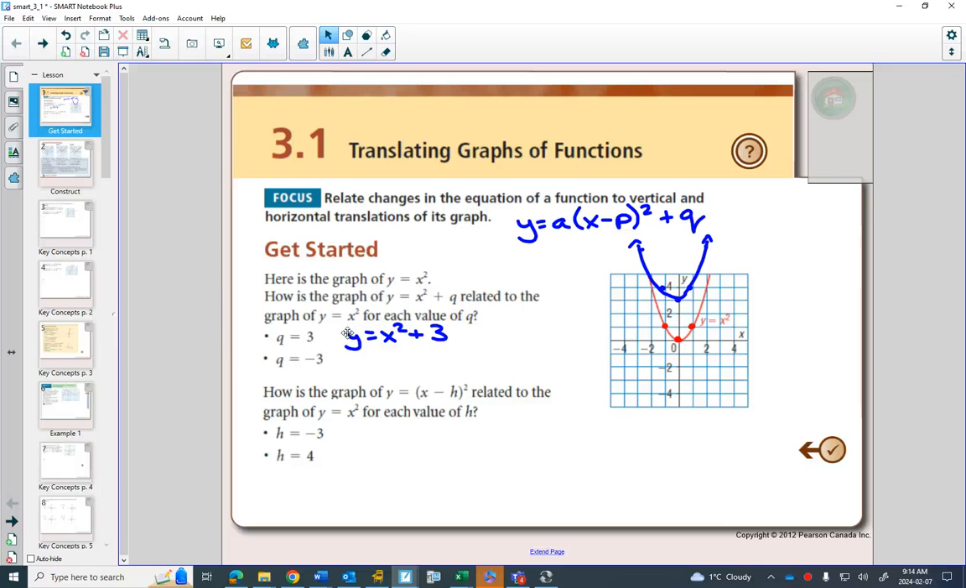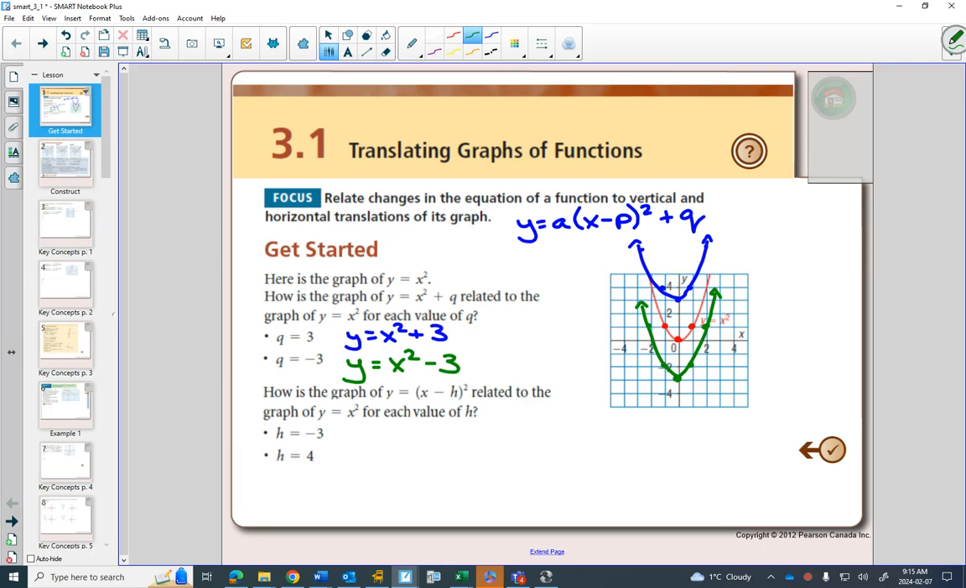Next, I'm going to switch to green. Now Q is going to be replaced with a -3. In grade 11, you would say the vertex was at 0, -3. And in our new unit, we would just say, oh, we're just going to take our red graph and move it down 3 units.